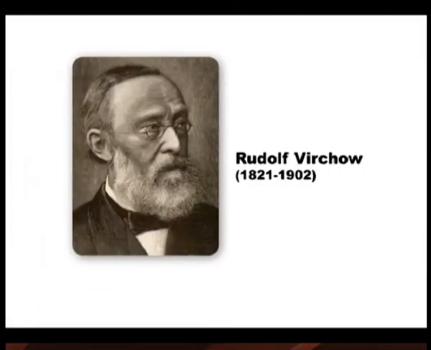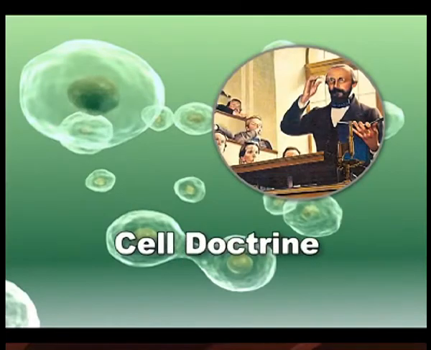So, every cell must have an ancestor from which it arises. A German pathologist, Rudolf Virchow, in 1858 proposed a cell doctrine. And this doctrine states that cells are generated from cells, and the only way to make more cells is by division of those already existing.